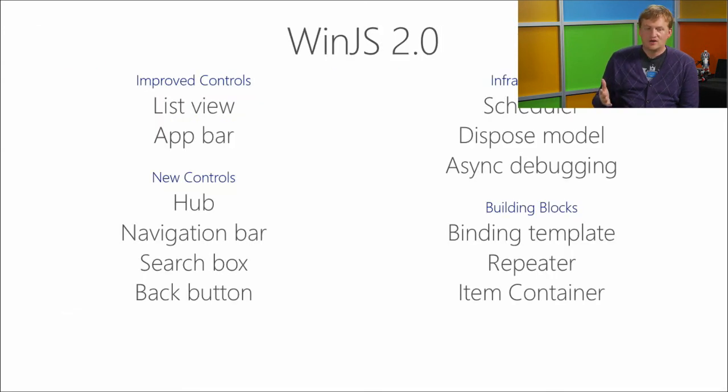In WinJS 2.0, we have some new features. We have improved controls. So list view has gotten significantly better in performance. The new app bar, new controls that we have, hub, navigation bar, search box is something new where a lot of apps now put the search right on the screen, and that's something that WinJS provides for you, as well as new infrastructure and building blocks as well. So many new things in WinJS 2.0.